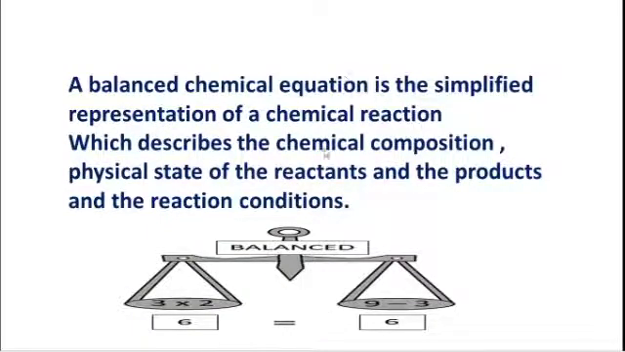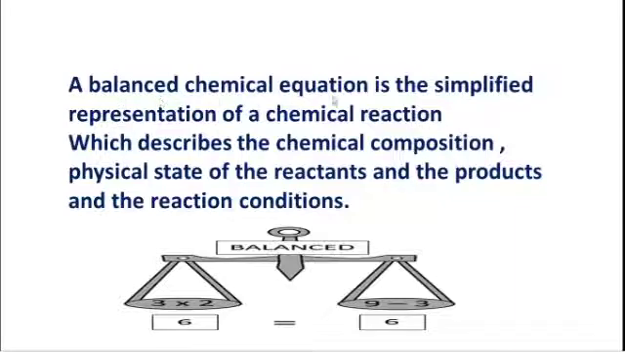What is a balanced chemical reaction? Both sides are equal, so this is called balanced. 3 into 2, 6. 9 minus 3, 6. Here 6, right hand side also 6. So this is balanced. So what is a balanced chemical equation?